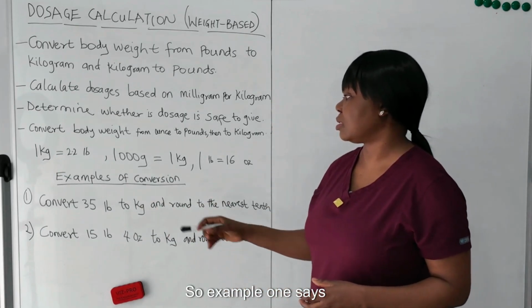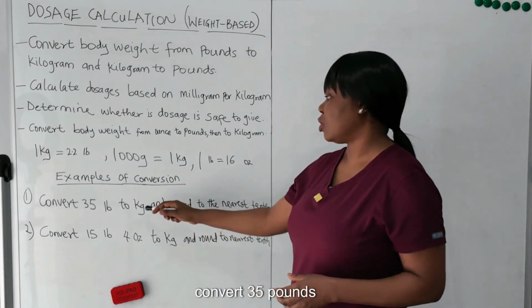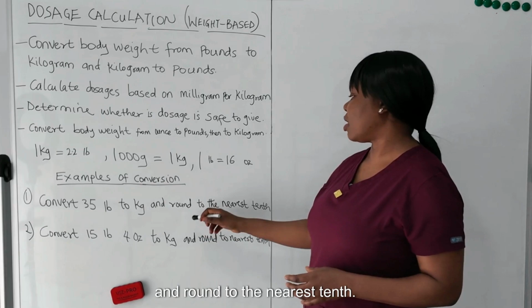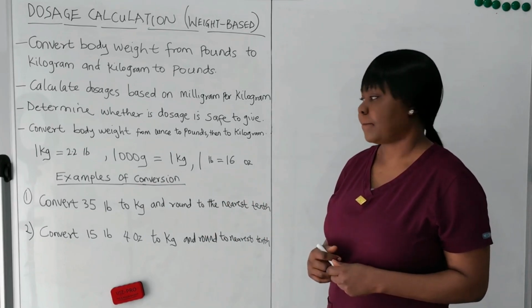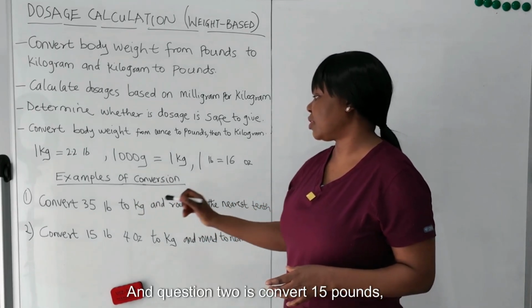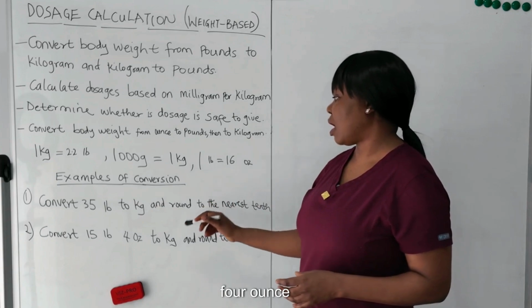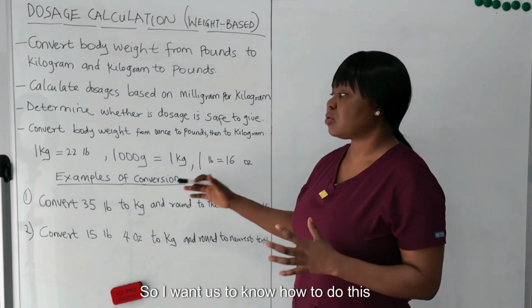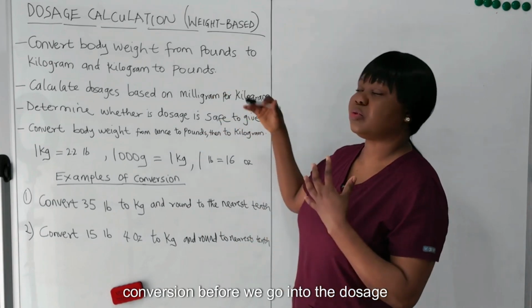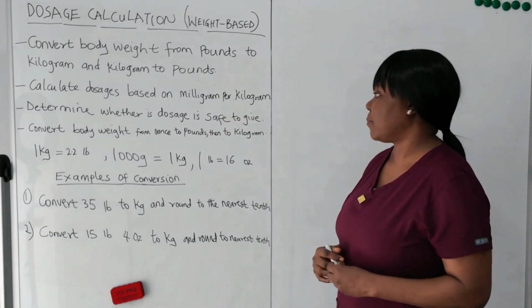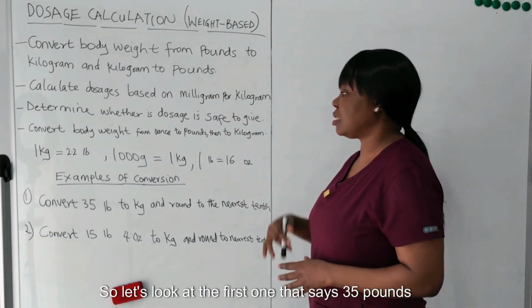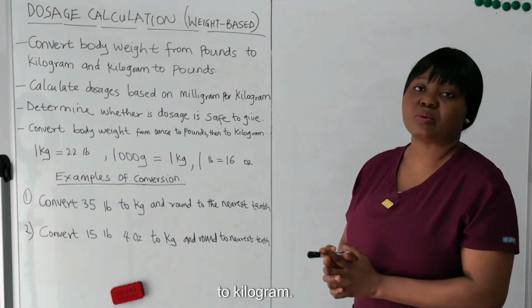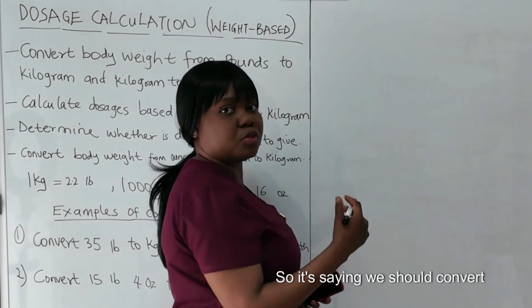Example 1 says, convert 35 pounds to kilogram and round to the nearest tenth. And question 2 is, convert 15 pounds, 4 ounces to kilogram and round to the nearest tenth. I want us to know how to do this conversion before we go into the dosage calculation proper. So let's look at the first one, which says 35 pounds to kilogram.